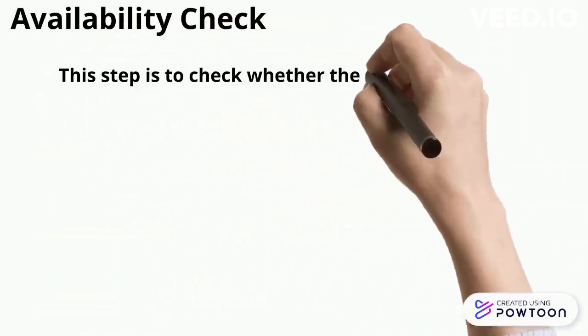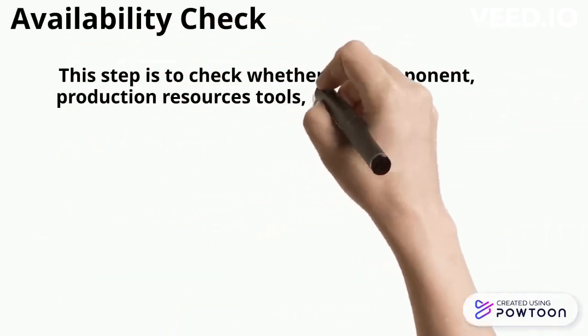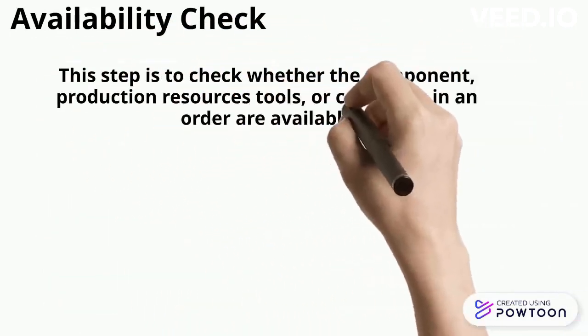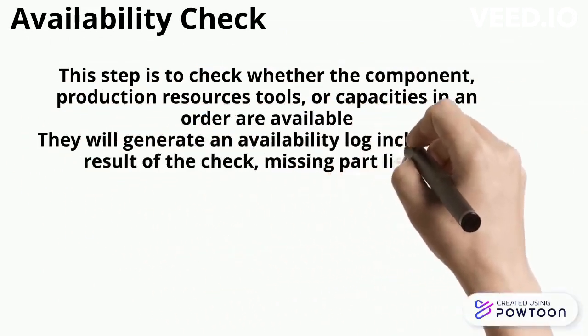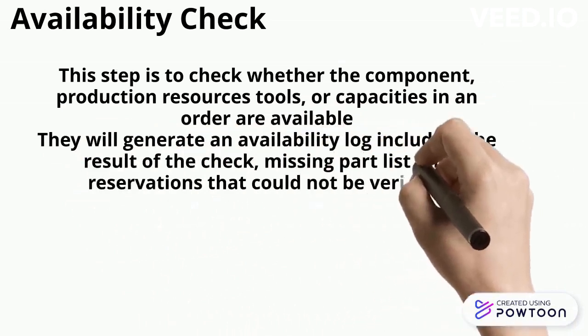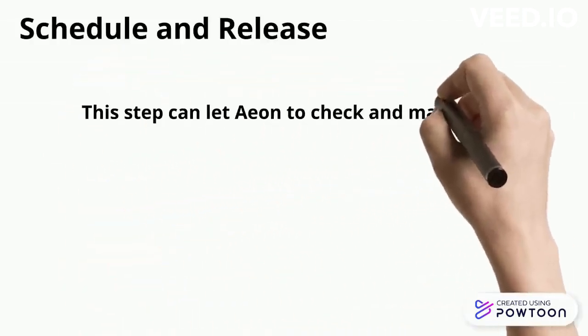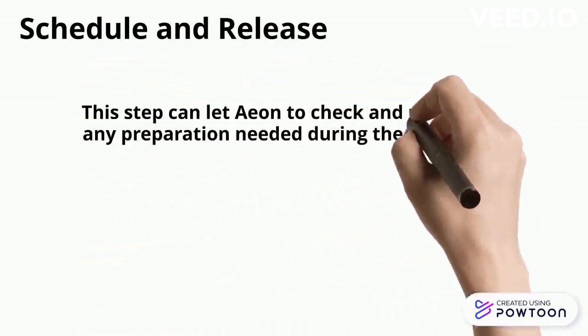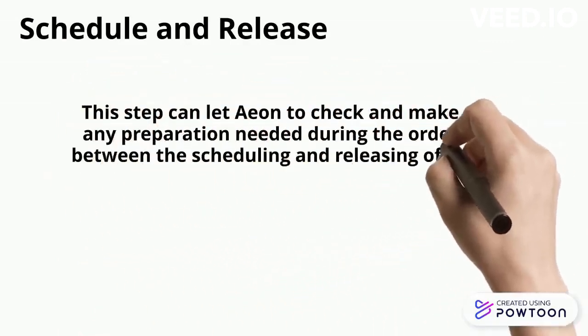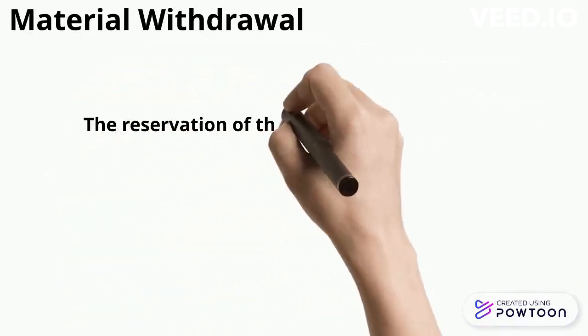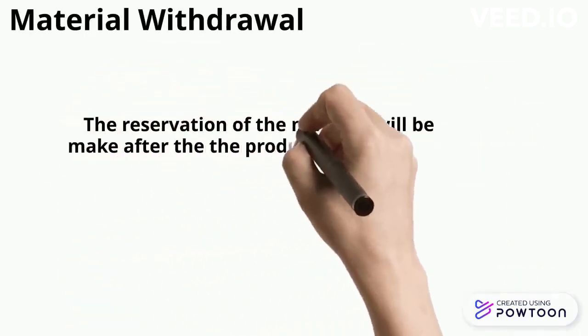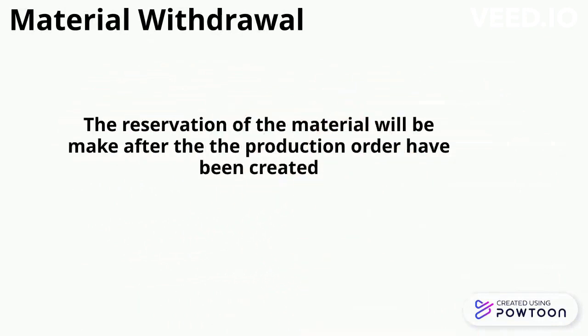This step is to check whether the components, production resources, tools, or capacities in an order are available. They will generate an availability log including the result of the check, the missing parts list and reservations that could not be verified. This step lets Aeon check and make any preparation needed during the order between the scheduling and releasing of an order. The reservation of the material will be made after the production order has been created.